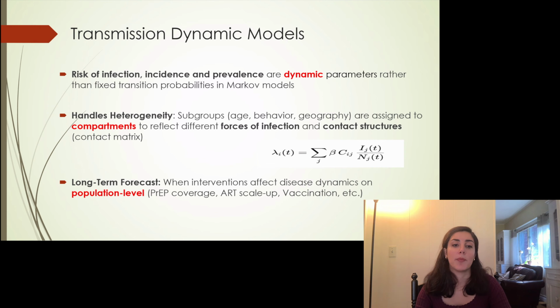Lastly, using transmission dynamic models, we can forecast the long-term effects of our intervention, especially when the intervention is affecting disease dynamics on a population level. For instance, we want to improve pre-exposure prophylaxis (PrEP) coverage, or ART, on a population level, and to see how much this intervention impacts the incidence and prevalence of the HIV epidemic. It is also the case with vaccination.